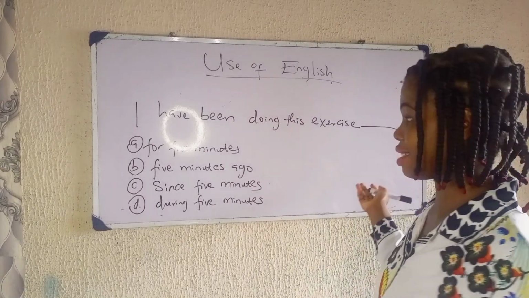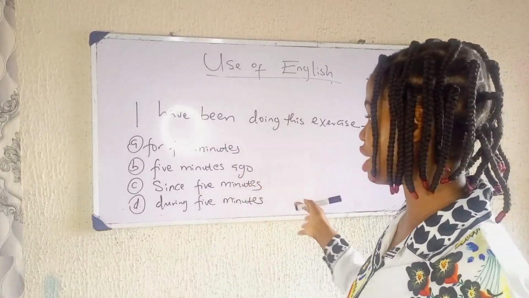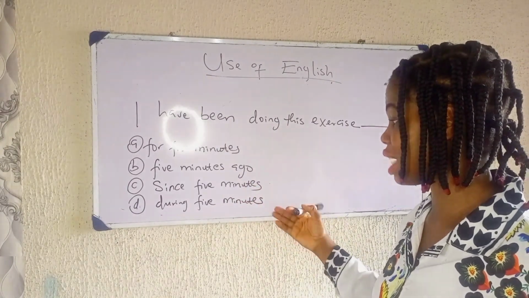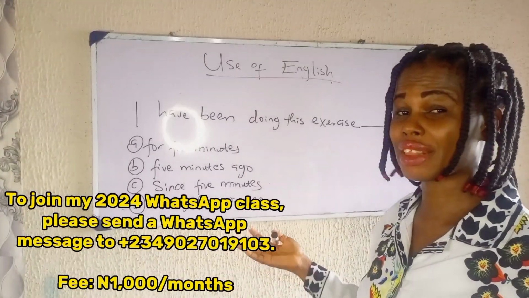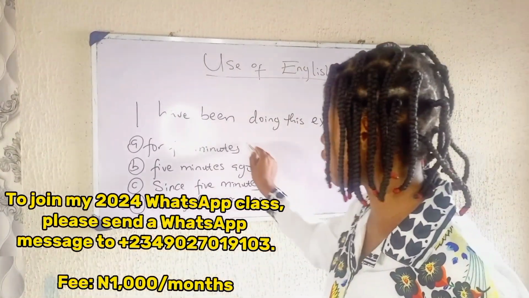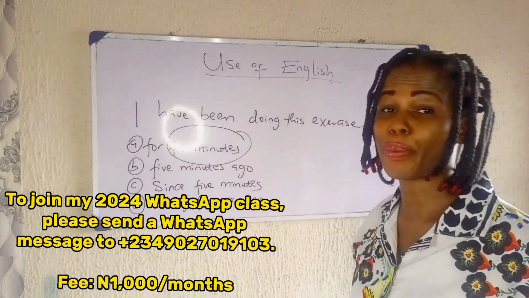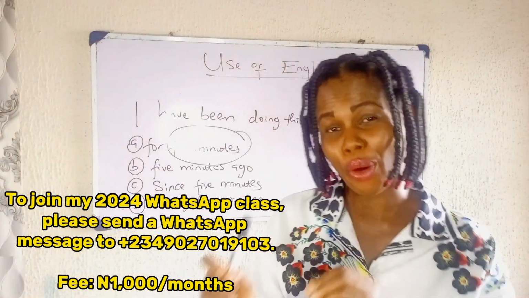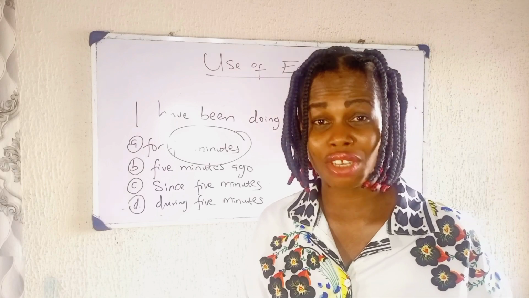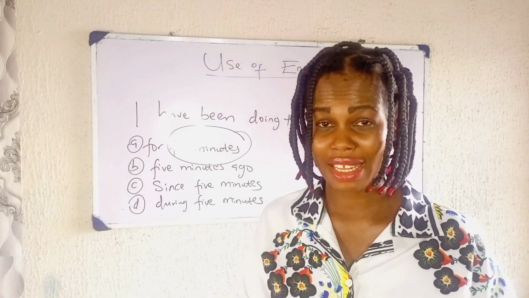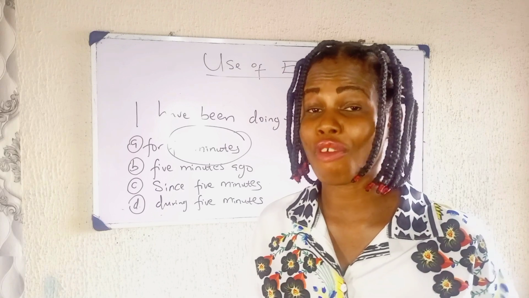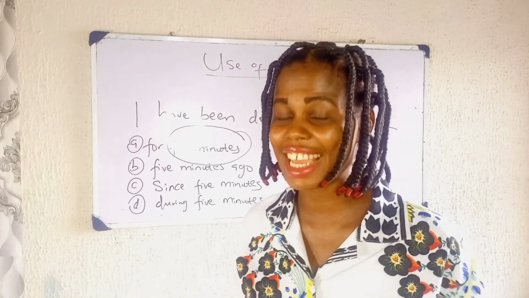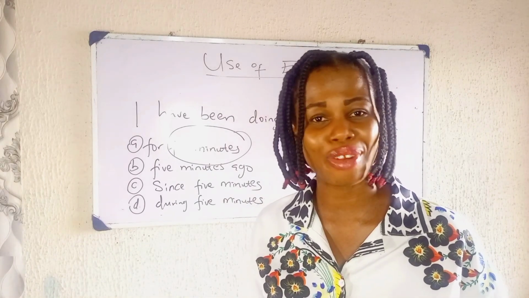I've been doing this exercise dash: for 5 minutes, since 5 minutes ago, since 5 minutes, and during 5 minutes. Now 5 minutes, does it talk about a period of time or a point in time? Does it answer the question for how long or when? It answers the question for how long, and not when.